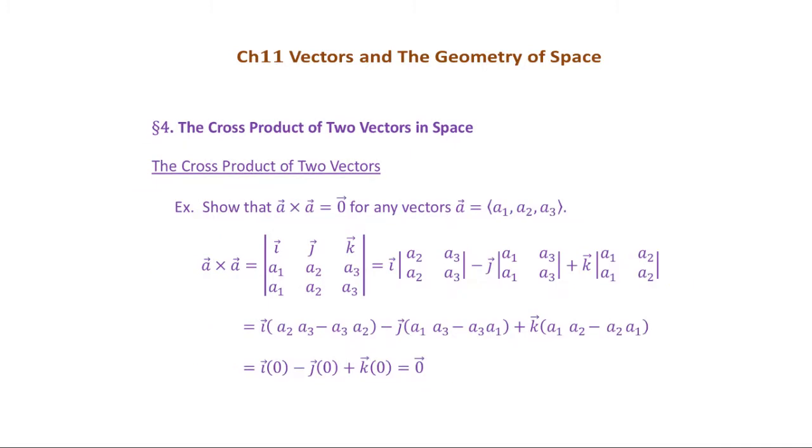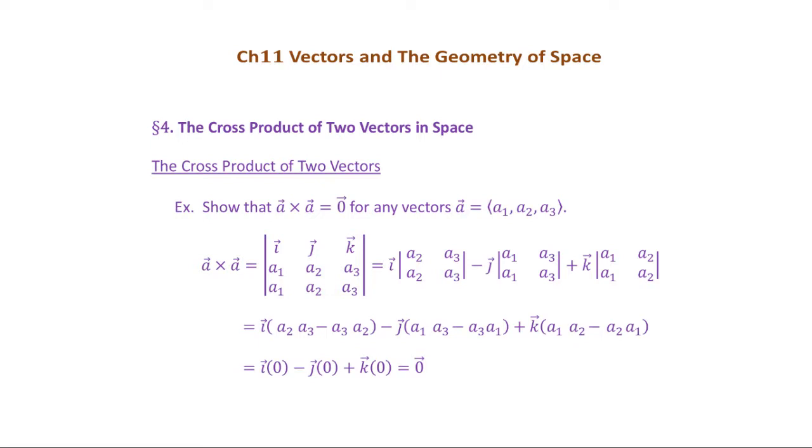Well, there are some important properties for the cross product. For example, if you try to take the cross product of the same vector, A or B, any vector, you get a zero vector. Okay. So let's just verify that by using the determinant. So A cross A is just the determinant of the 3 by 3 matrix with rows i, j, k, A1, A2, A3, and A1, A2, A3.